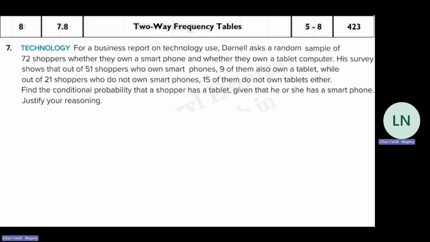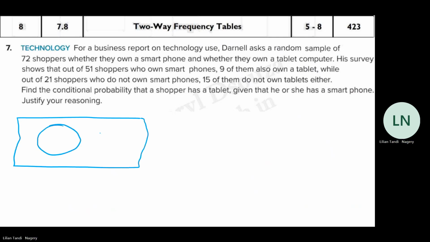For a business report on technology use, Danielle asks a random sample of 72 shoppers whether they own a smartphone and whether they own a tablet computer. His survey shows that, so I'm going to draw a Venn diagram. I keep saying this is the best way to process your data. So we have smartphone and we have tablet. And there is 72 of you.